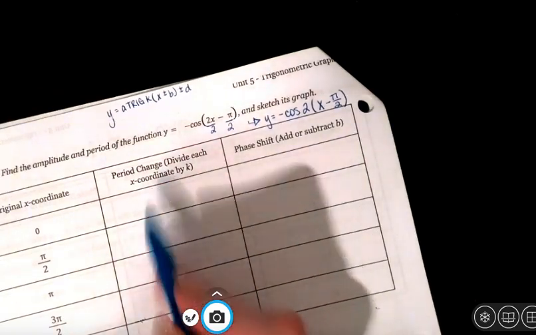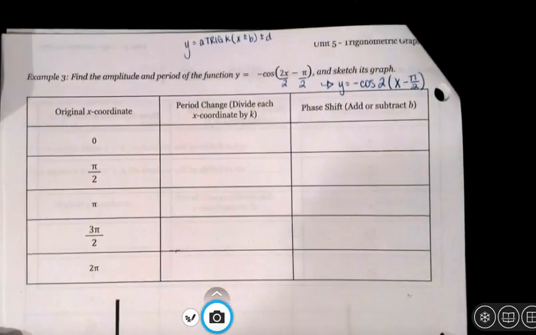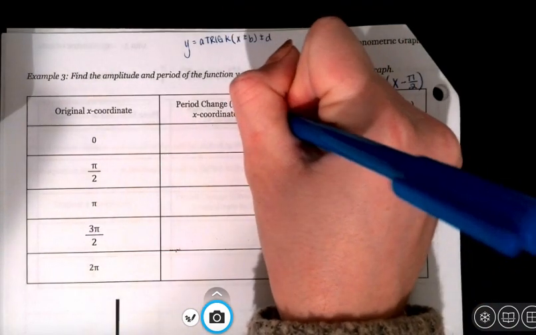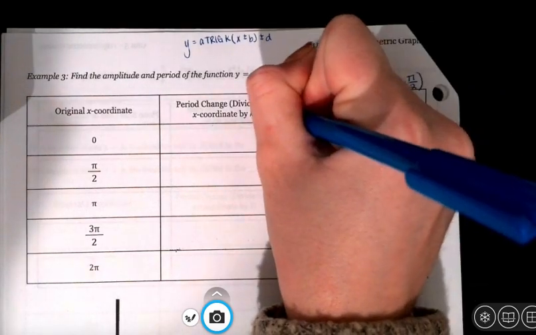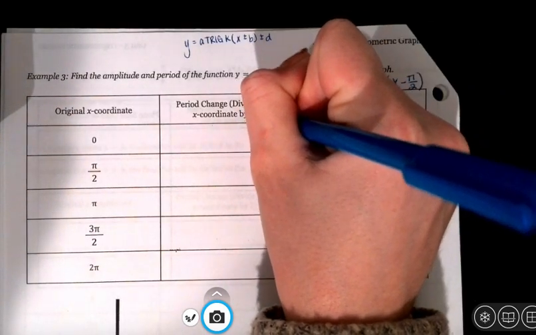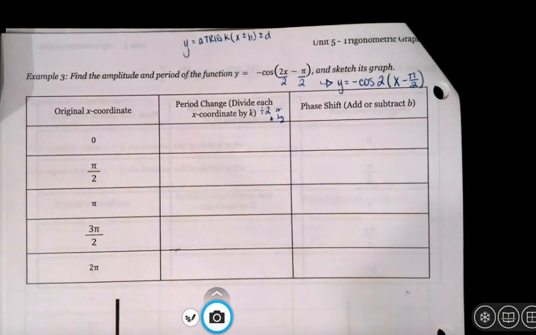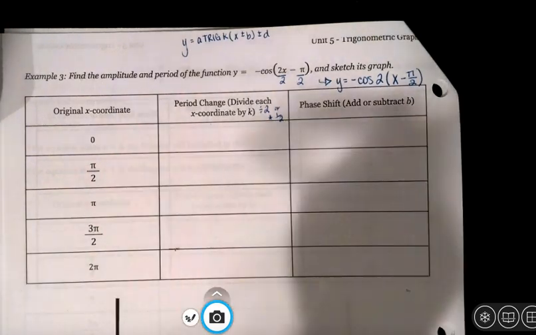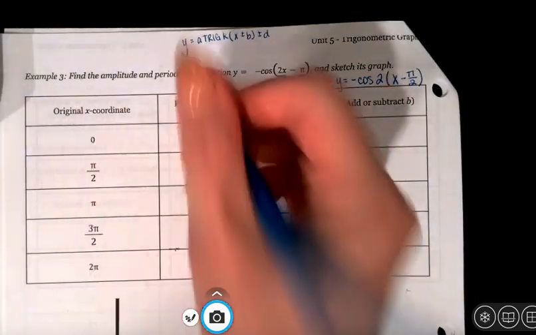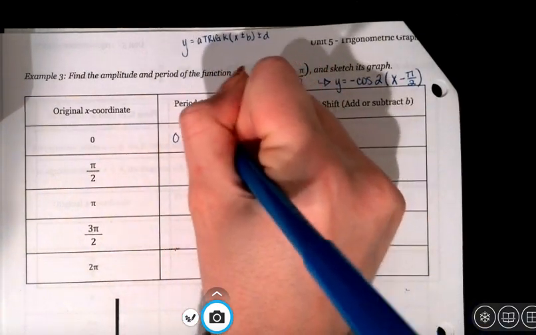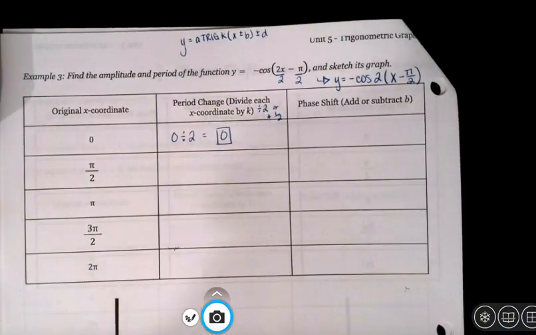I'm going to fill in this first column, and let me just turn this back. It says divide each x coordinate by k. So I want to divide everything by 2, since k was 2. Dividing by 2 is the same thing as multiplying by 1/2, depending on whatever is easier given my x coordinates on the left. My first x coordinate is 0. 0 divided by 2 still is 0, so that one doesn't change.